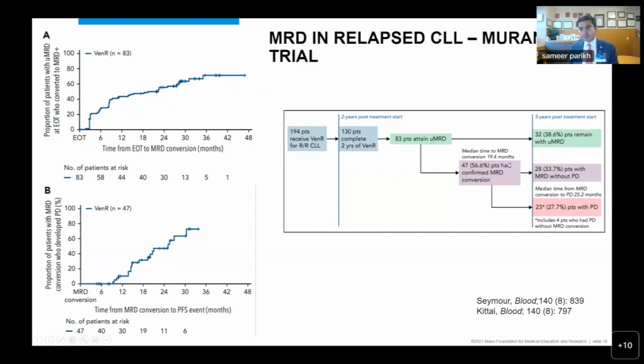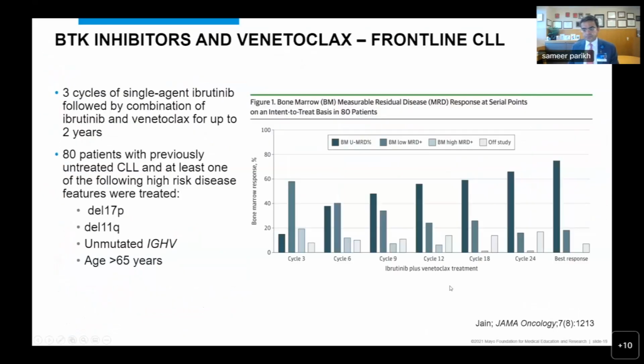Some of the patients who actually have MRD conversion have the usual high-risk characteristics, including TP53 mutation, del17p, complex karyotype, or unmutated IGHV genes.